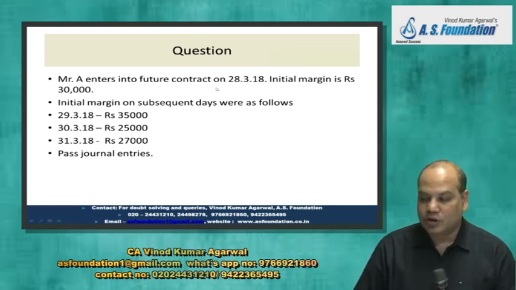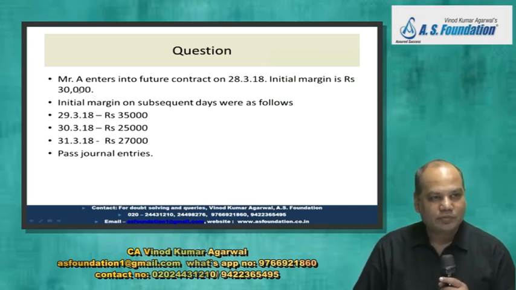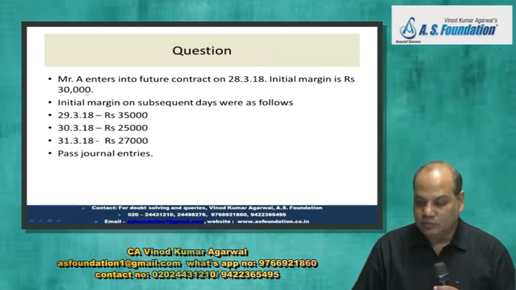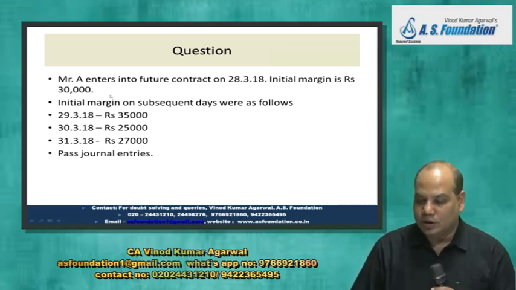Mr. A enters into a future contract on 28 March 2018. Initial margin is rupees 30,000. So how much does he have to pay on this date? 30,000. It is like a deposit. It is not an expense. Don't transfer this to the P&L account. It will appear in your balance sheet as an asset, as a current financial asset, because the amount will be received back in cash once your contract is settled, squared up, honored.